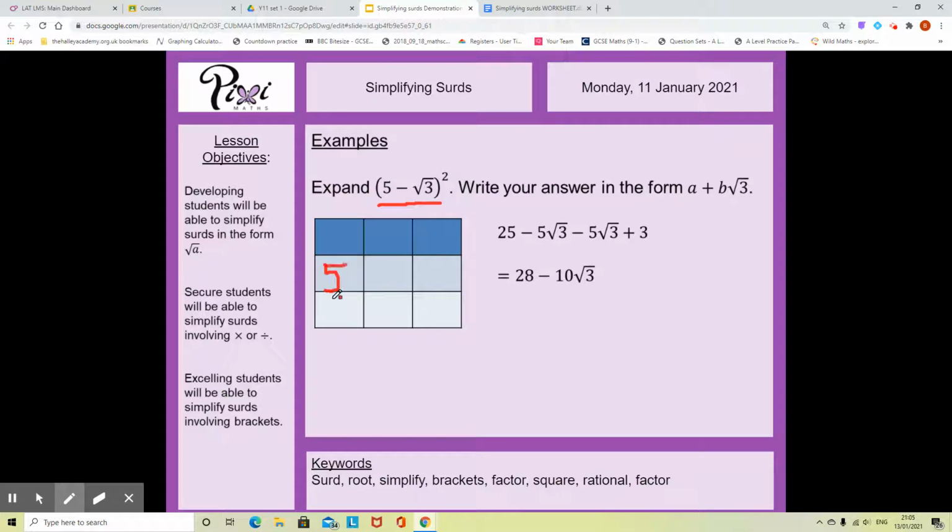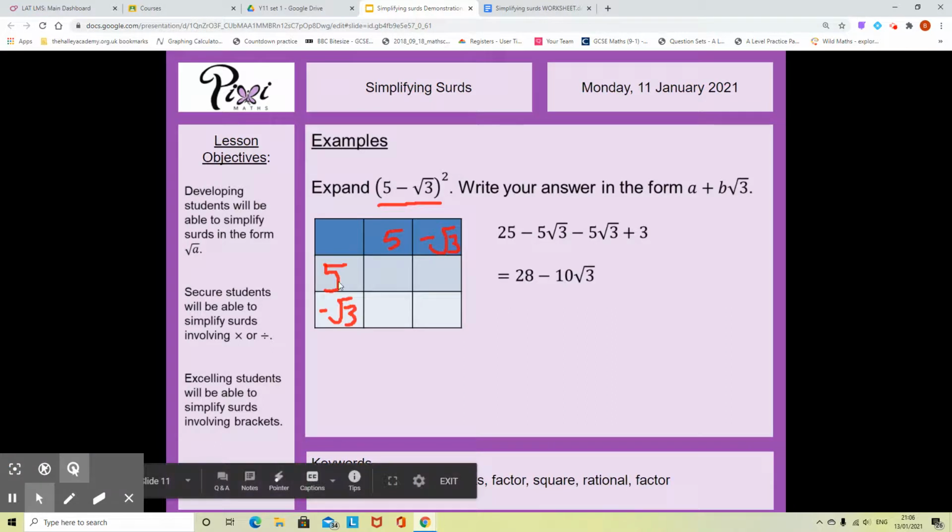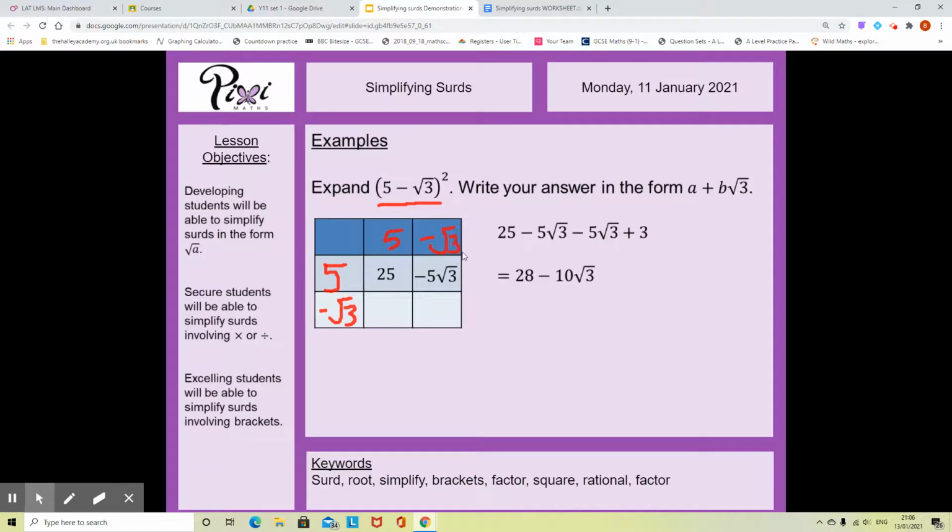5 take away square root 3, and that's squared, which means 5 take away square root 3 is multiplied by 5 take away square root 3. Now you could multiply the grid. 5 multiplied by 5 gives us 25. 5 multiplied by minus square root 3 would be minus 5 square root 3.